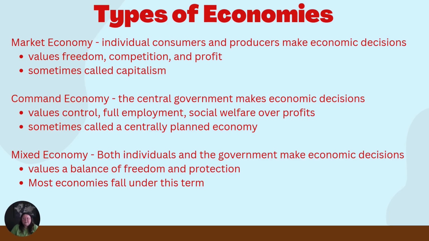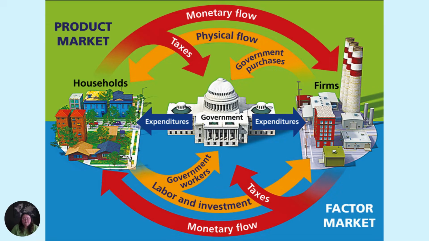The second is command economy. This is where the central government makes economic decisions. They value control, full employment, and social welfare over profits. Sometimes you'll hear this called a centrally planned economy. And then the third is a mixed economy. Both individuals and the government make economic decisions, and this values a balance of freedom and protection. And most economies fall under this term, including the United States economy.